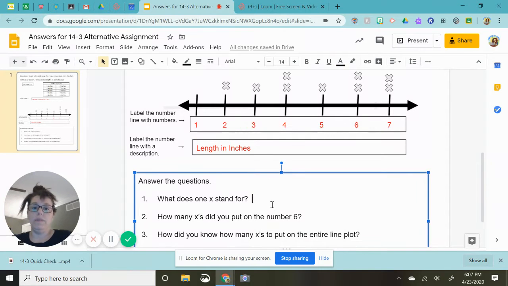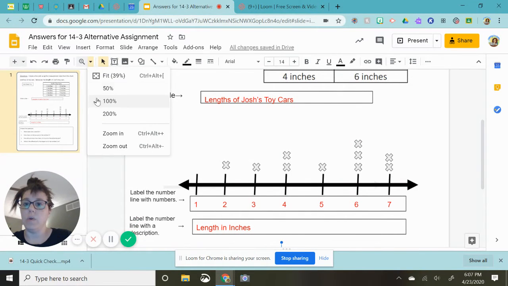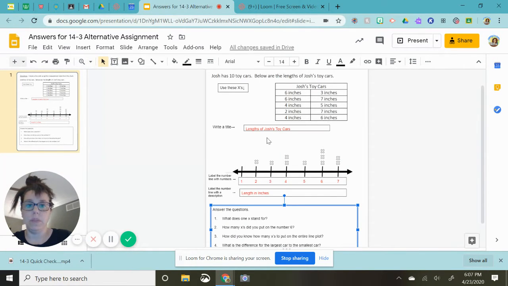All right, we are ready for this next part, which is just the answering of the questions. Before I do that, I'm going to zoom out just so you can take a quick peek at how this looks.